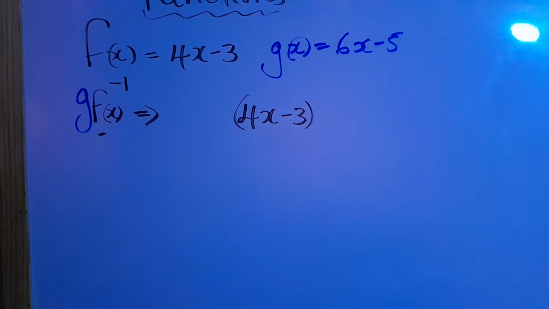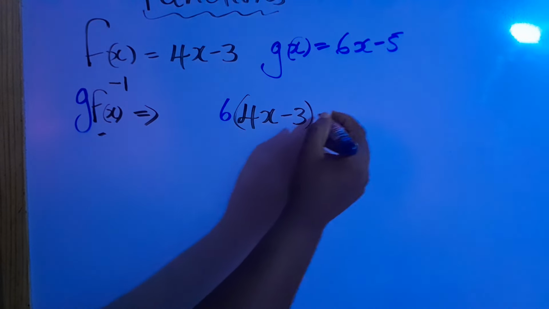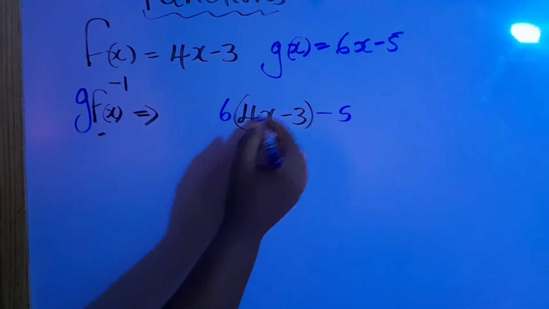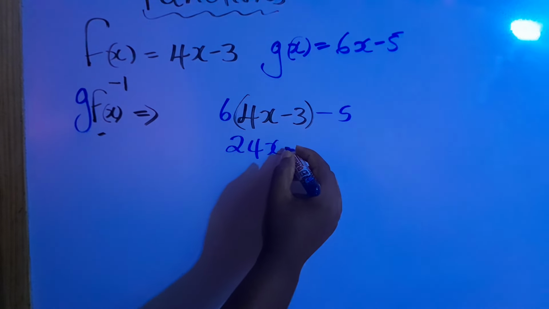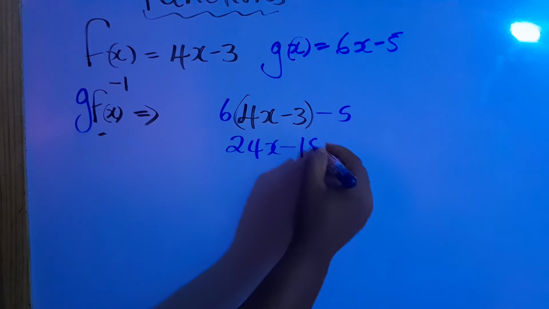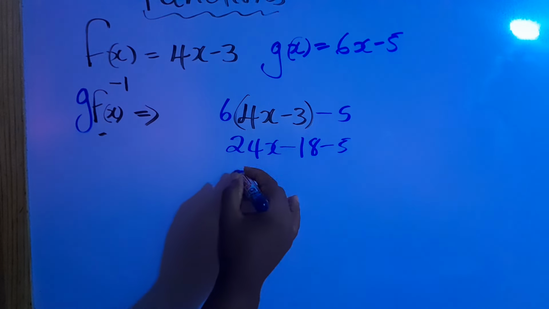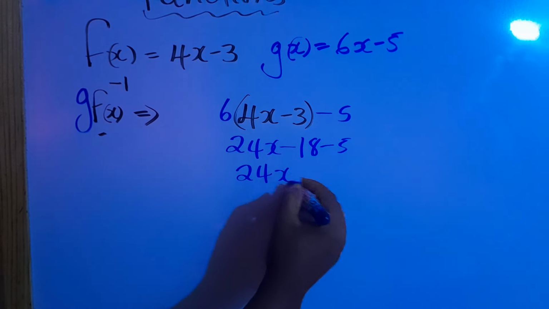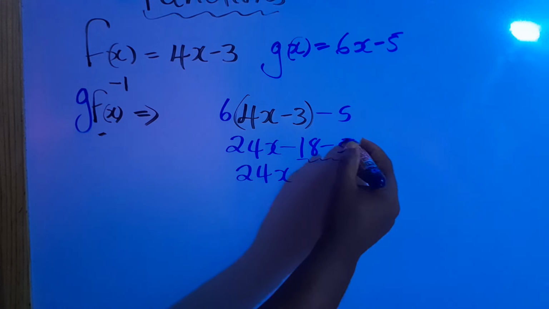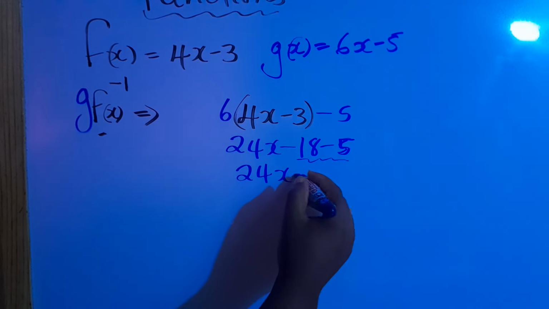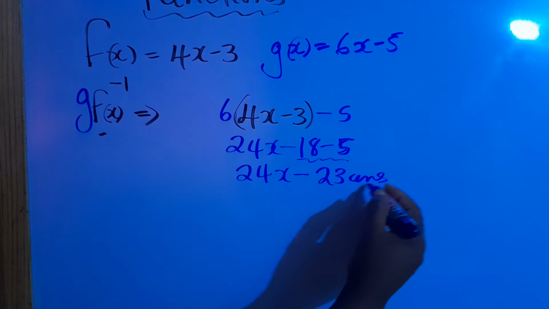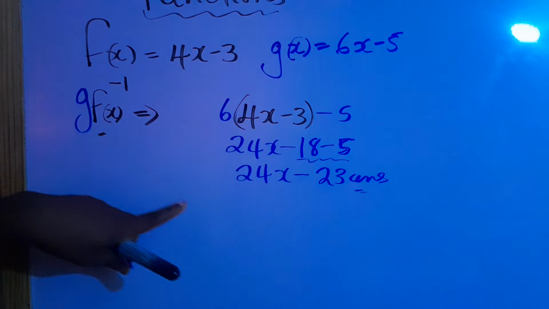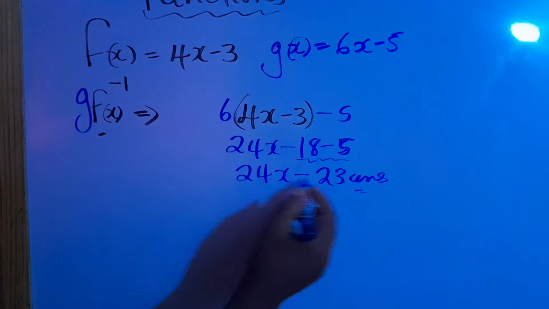And then we can find the inverse of the result. 6 times 4, 24x. 6 times negative 3, that's negative 18, minus 5. So long and short of it, it will be 24x. All of these are negative, so we can add them. That will give us negative 23. And that would be the gf. So all we have to do now is find the inverse of this.